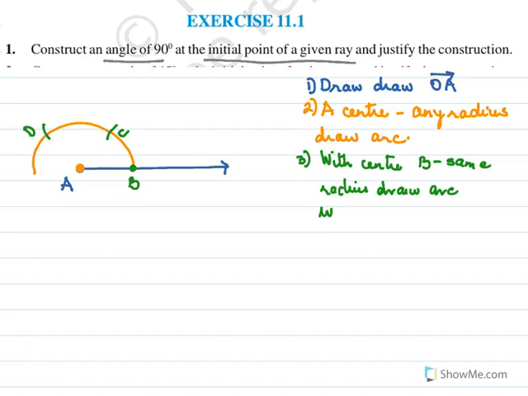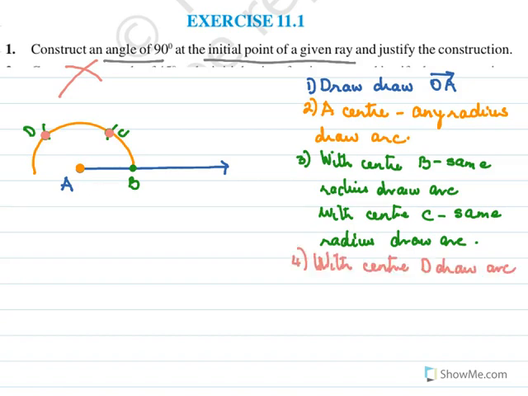Then again with center C, and the same radius, draw another arc. So you get another arc here cutting at D. In the next step, you keep your compass at D and C, and with the same radius you draw two arcs.